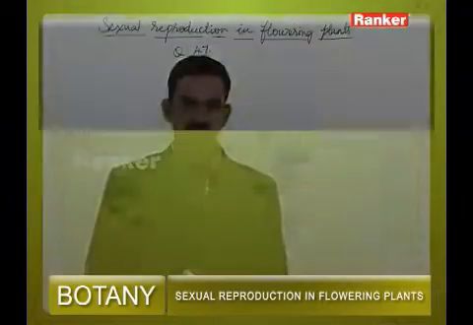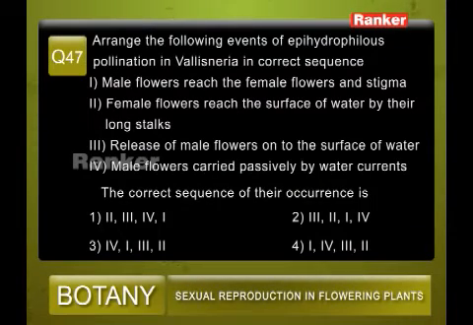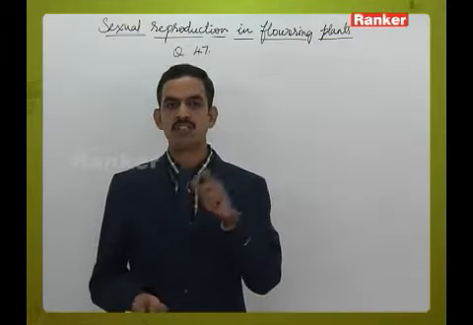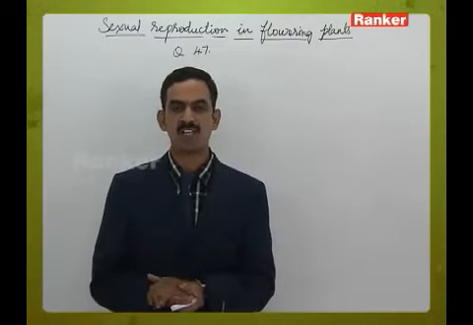Question number 47, arrange the following events of epihydrophilous pollination in Vallisneria in correct sequence. Options: 1. Male flowers reach the female flowers and stigma. 2. Female flowers reach the surface of waters by their long stalks. 3. Release of male flowers onto the surface of water. 4. Male flowers carried passively by water currents. So here the 4 are given which take place during the process of pollination in Vallisneria plant.